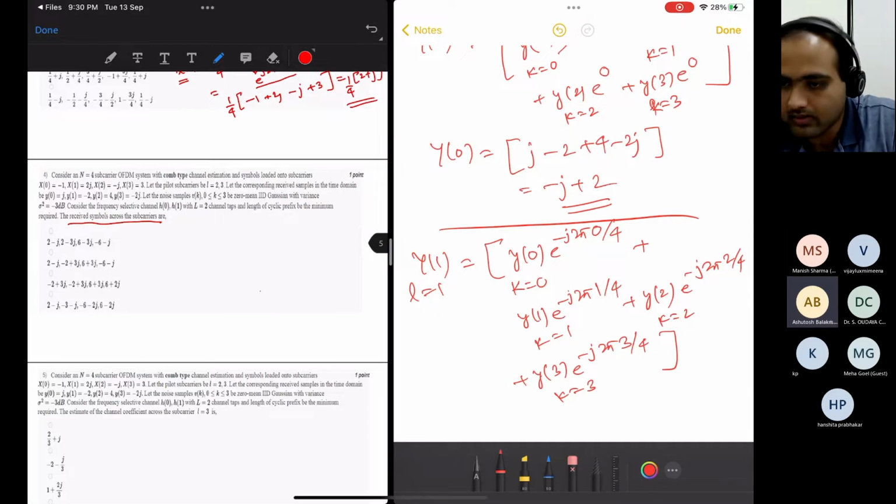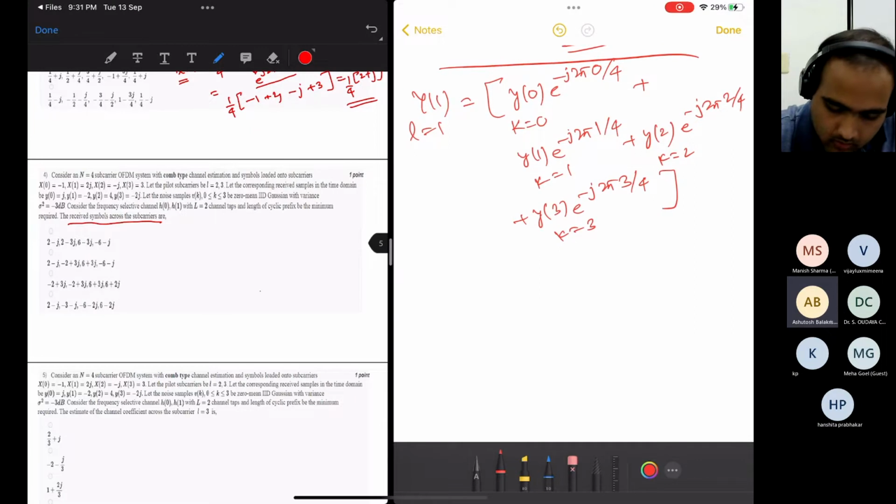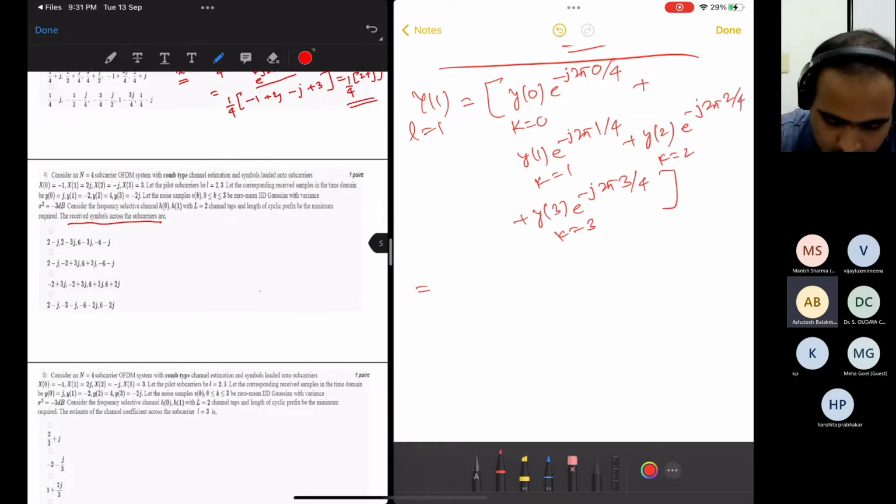Any doubt in this step? Anybody? No doubts? So now we are going to substitute the values. Let's substitute values later. First, let us expand the exponentials.